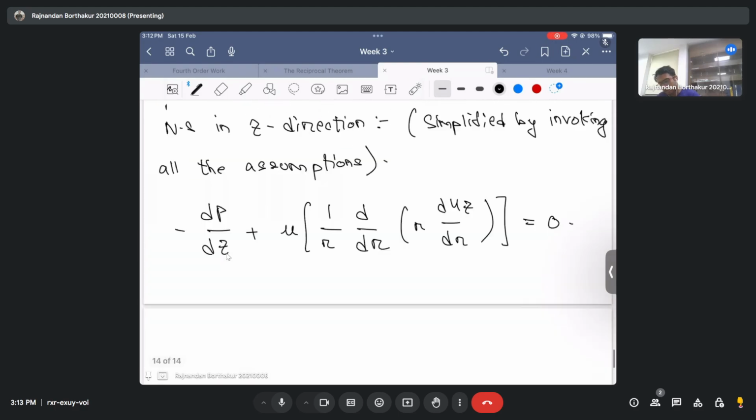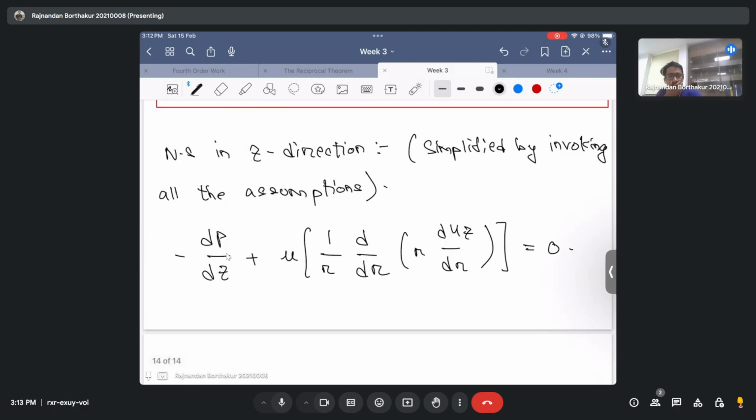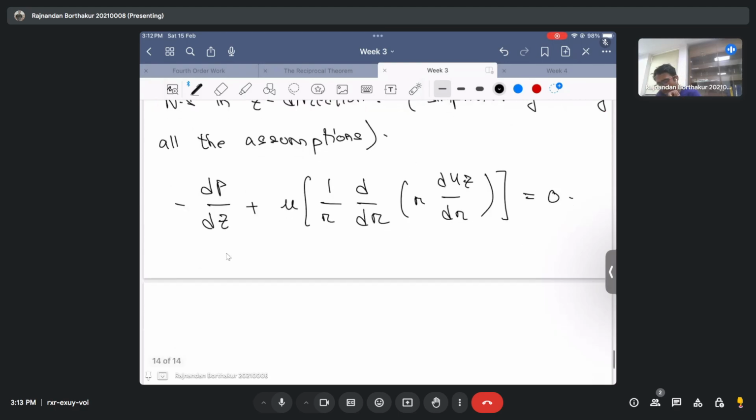All right, so this is the simplified form of the z direction momentum equation, or in other words, the Navier-Stokes equation, by invoking all the assumptions that we considered. Okay, and the variable of interest is of course the uz, which is just going to be a function of r, and this is something that we now want to calculate.